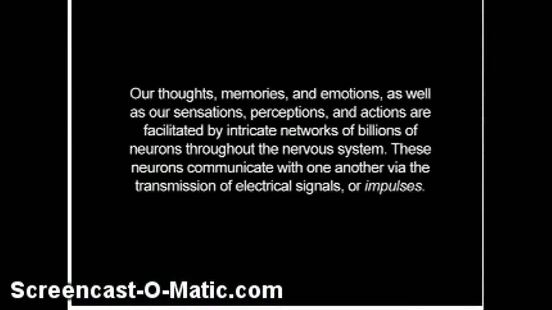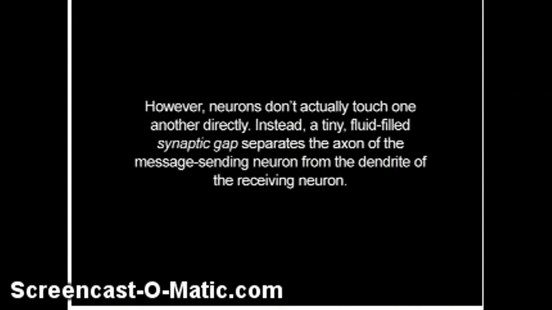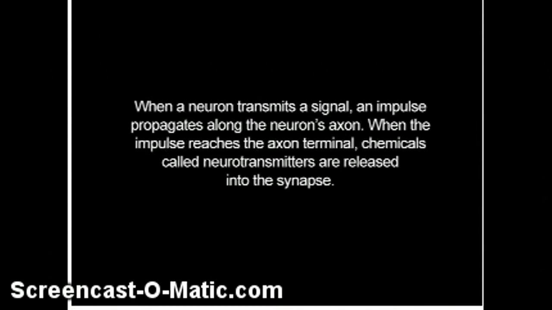Our thoughts, memories, and emotions, as well as our sensations, perceptions, and actions, are facilitated by intricate networks of billions of neurons throughout the nervous system. These neurons communicate with one another via the transmission of electrical signals, or impulses. However, neurons don't actually touch one another directly. Instead, a tiny, fluid-filled synaptic gap separates the axon of the message-sending neuron from the dendrite of the receiving neuron.